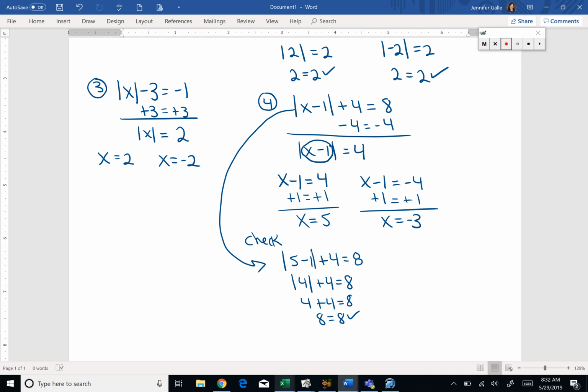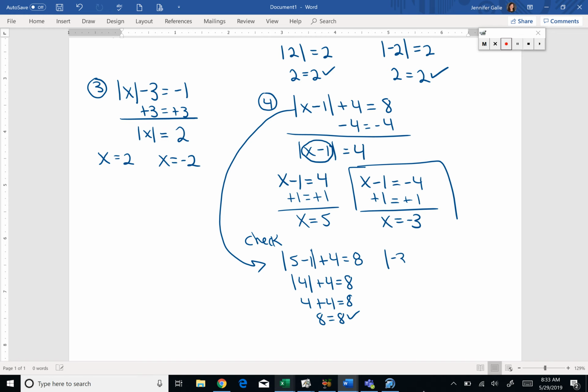But again, make sure your second one checks also. Because when I walked around, some of you had for your final answer positive 5, and then you just threw a negative sign on it and said, yep, negative 5 is my other one. You didn't even do this negative case. You just threw a negative sign on your answer and said, yep, it looks good. So let's check the negative 3.